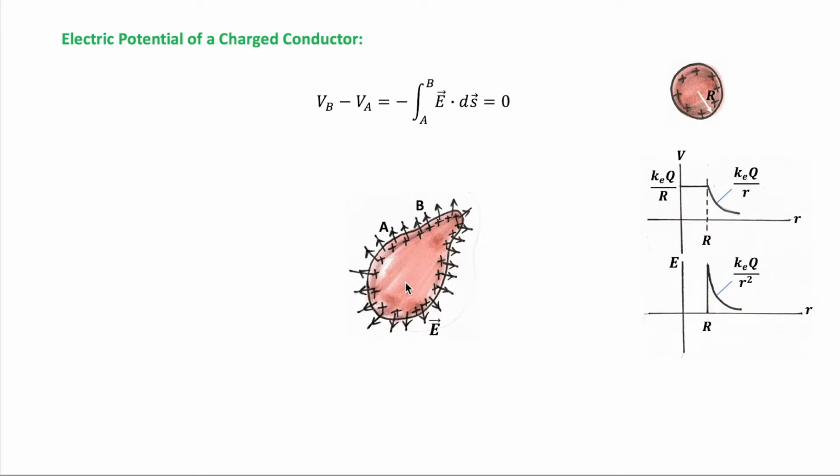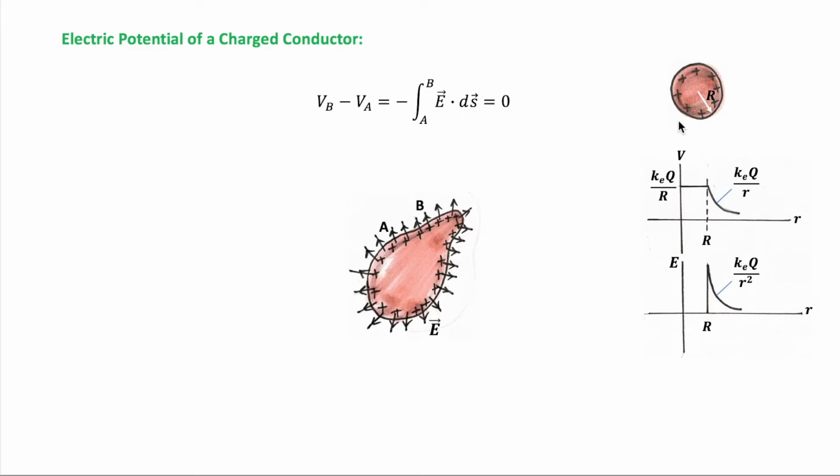And also because the electric field is zero inside the conductor, the electric potential is constant everywhere inside the conductor and is equal to its value at the surface, okay? And this shows that no work is required to move a charge from inside a charged conductor to its surface, okay?